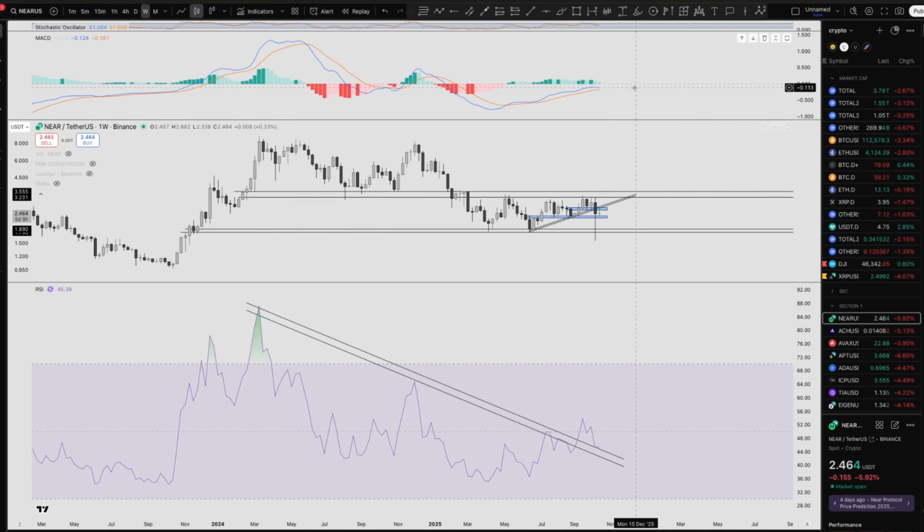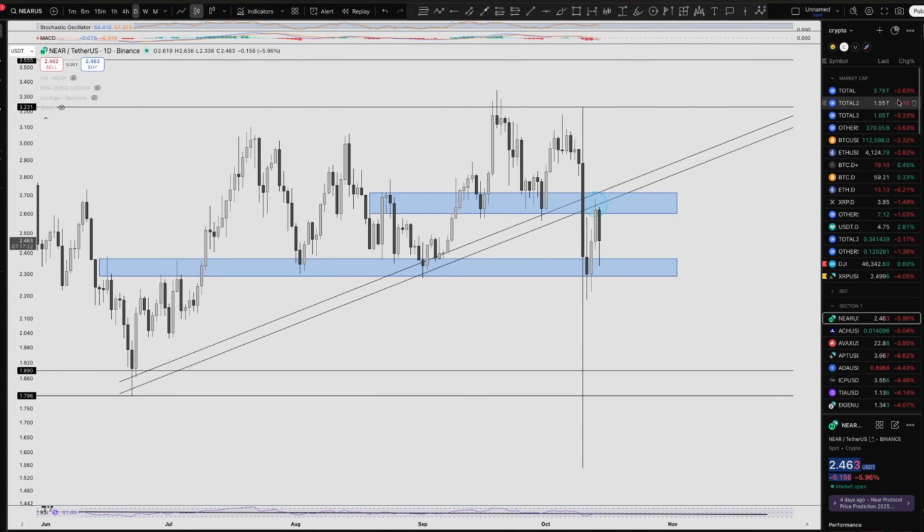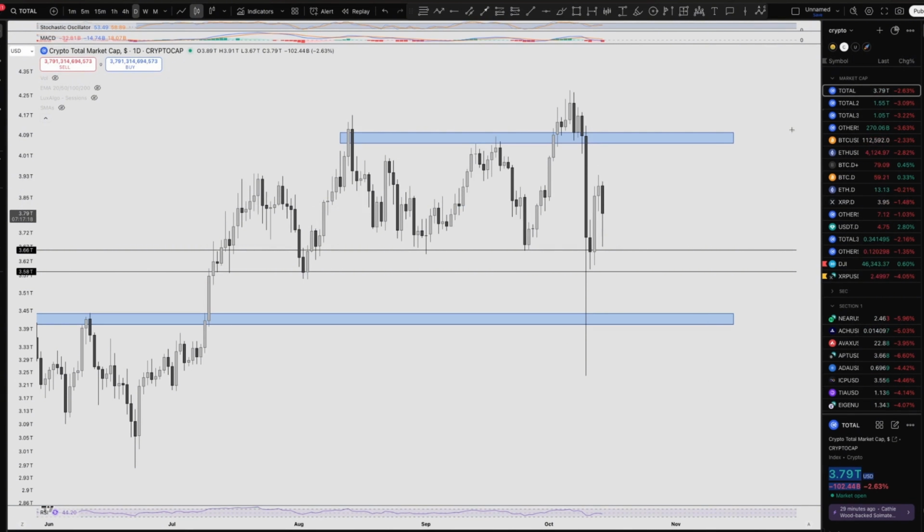That was it. That was our analysis of Near protocol. Now let's also take a look at the total market cap, the overall crypto market.